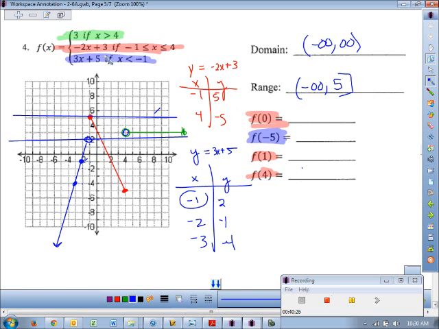So put 0 in, I get a 3. Putting 1 in, I get a negative 2 plus 3, which is 1. Putting 4 in, I get negative 8 plus 3, which is negative 5. Got to go down here and put 15 plus 5, which is, oh, it's negative 5, my bad. So negative 15 plus 5, which is negative 10.